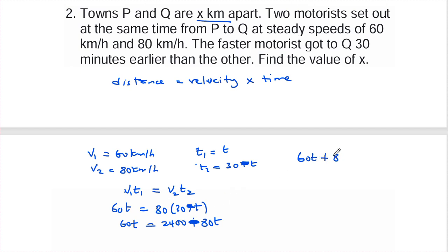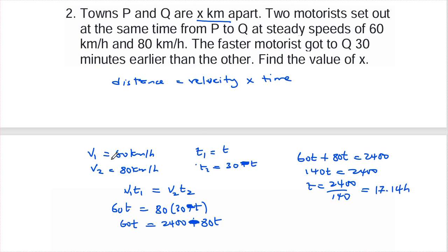Sorry, this is a mistake. Earlier means here should be minus. It got there earlier, so here should be negative. That means if 80T crosses the equal sign, it's going to be 60T plus 80T equal to 2400. So 140T is equal to 2400. So the time is 2400 divided by 140.